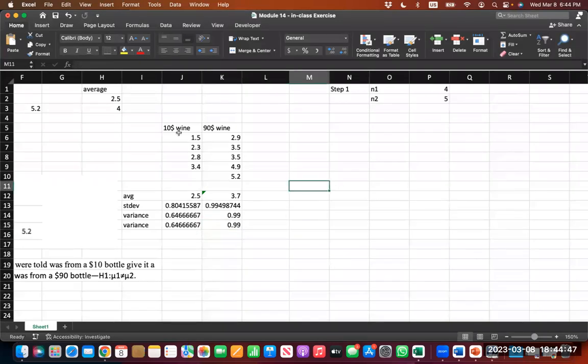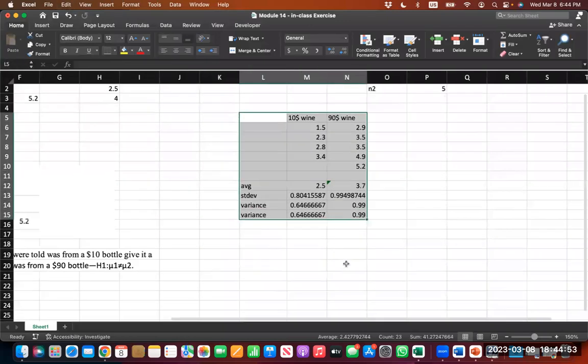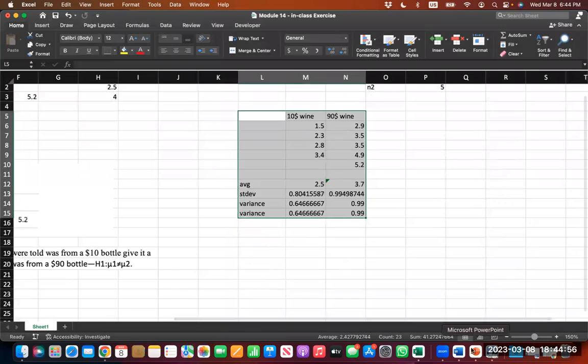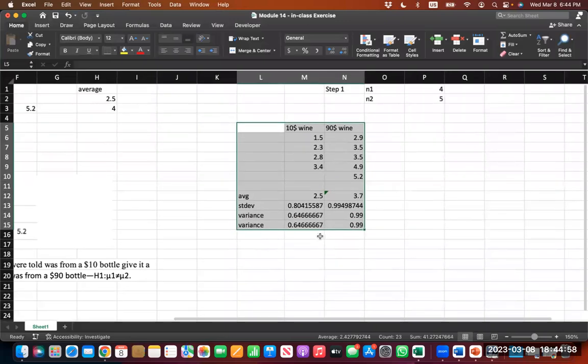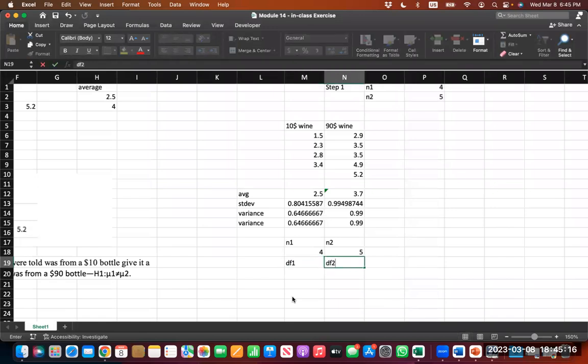So now we need to pool these variances. And we know now that we have a sample size N1 and N2. So this is 4 and this is 5. Then we also have degrees of freedom 1 and degrees of freedom 2. So that is 4 minus 1, right? So we have degrees of freedom of 3 and 4.